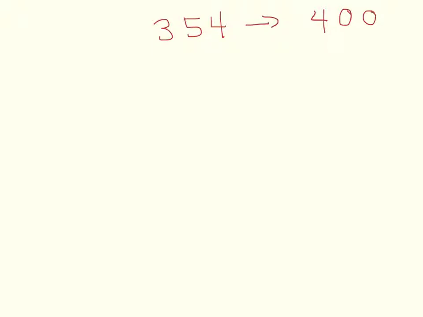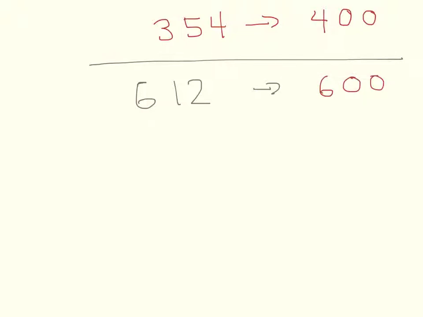All right, let's try another number. Let's try 612. Now, if you look at this, it probably makes a lot of sense right off. We're trying to round it to the closest hundreds place. So the 6 is in the hundreds place. So we have to decide, is this going to be 600 or 700? Now again, just by looking at 612, you can probably figure that out pretty quickly.